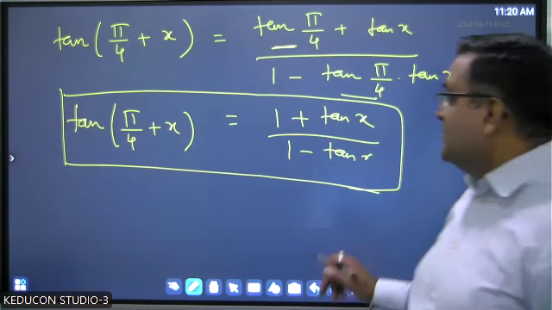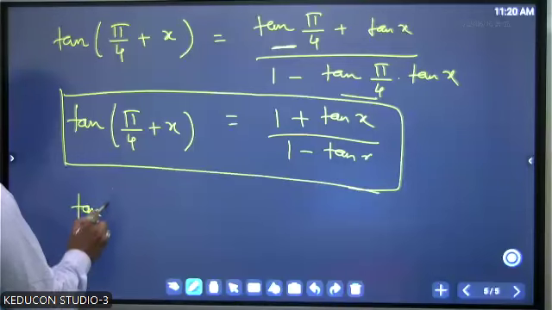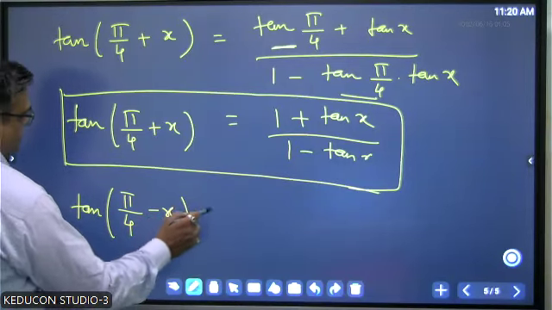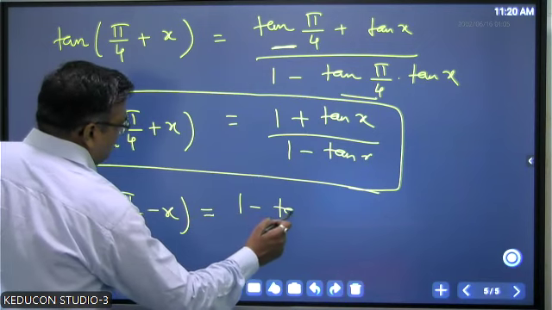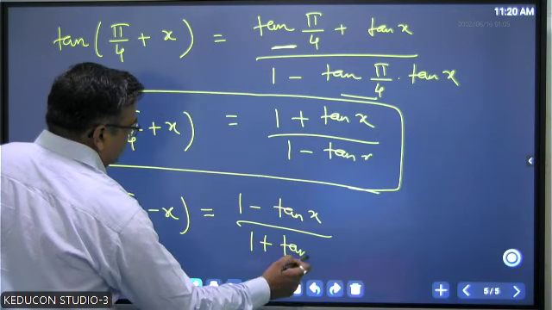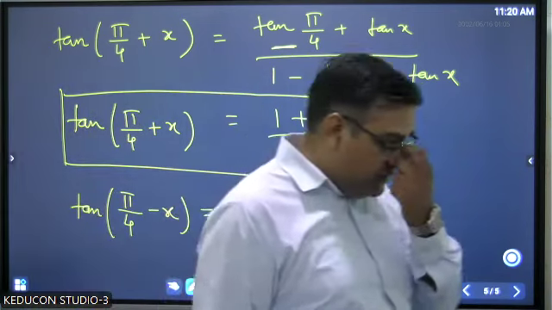Right? Similarly, if it is minus, tan of pi by 4 minus x, so that will be 1 minus tan x over 1 plus tan x. These two are very important results, students. Please note down.